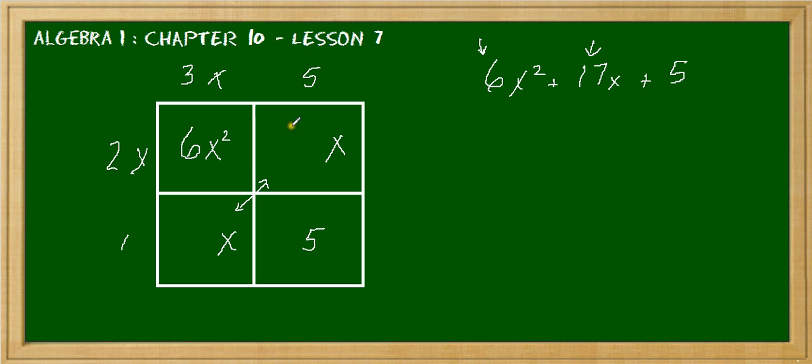2x times 5 would be 10x. 3x times 1 would be 3x. And that adds up to 13x, and that's not the answer. So let's go ahead one more time and reverse these. Now, this really is our last opportunity if we're dealing with just integers, and that's what we're dealing with. So we certainly hope this will work. Otherwise, it'd be prime.